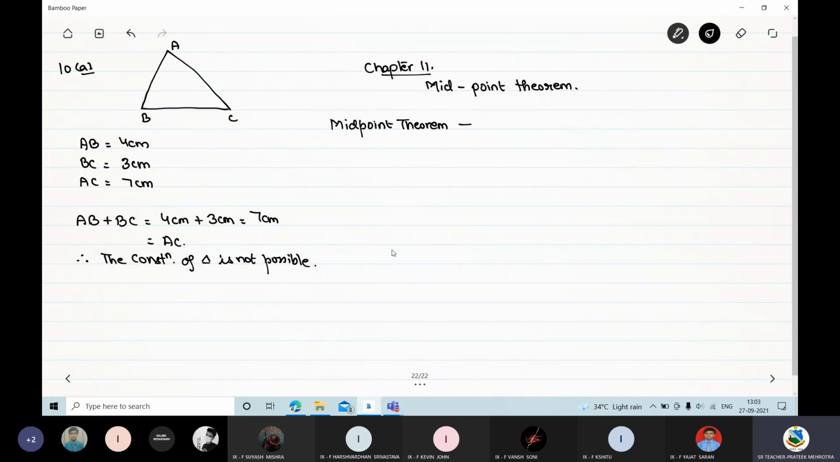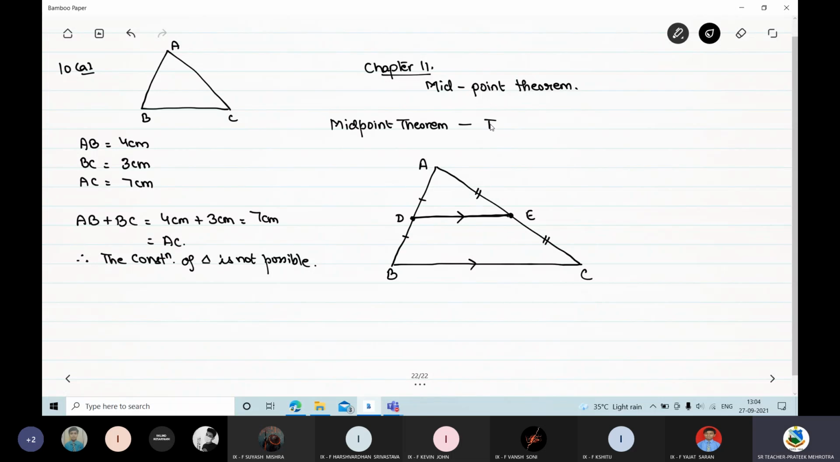Midpoint theorem states that if in a triangle, the line segment that joins the midpoint of two sides of a triangle, so that means if you take the midpoint of AB, let's say this is D, and you take the midpoint of AC, which is E. So the line segment that joins the midpoints of the two sides of a triangle is parallel to the third side and equal to half of it.